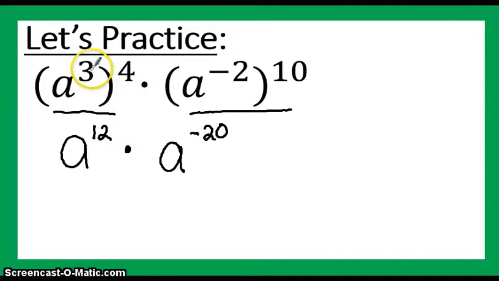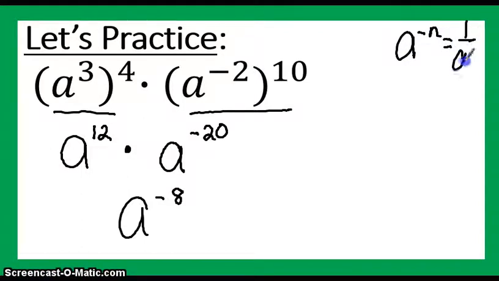Now, we have simplified powers of powers, but now we have the product of 2 powers. So we will have to add the exponents. A to the 12th times a to the negative 20 is equal to a to the, and we'll have to add it, negative 12 plus negative 20 makes negative 8. If you have 12 and you owe 20, you owe 8. Now this is more simplified, but now we have a negative exponent, so we're applying the rule that a to the negative n is equal to 1 over a to the n. So this is equal to 1 over a to the 8th.